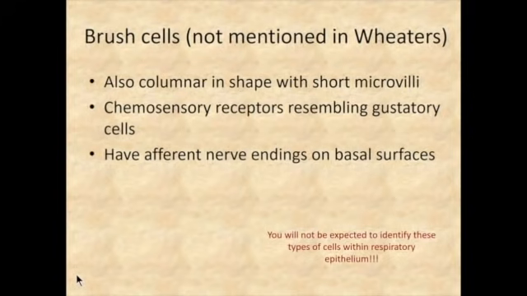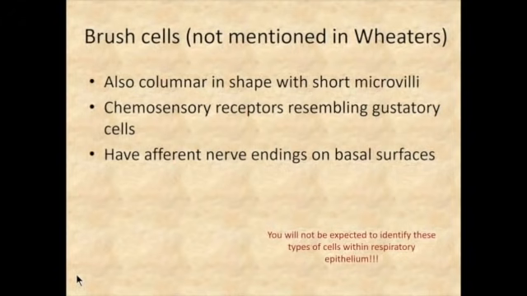All right, brush cells is another cell type. They're not mentioned in the Weeder's book for lab, but they are talked about in Junqueira's. They are columnar, but they do not have cilia on them. They have microvilli, and only about 3% of the cells in the epithelium are brush cells, so it's not a very big cellular population. They don't have cilia, so they're not doing anything with moving. But they do have chemosensory receptors on the end of these cells, so it's kind of like the gustatory sense of taste.